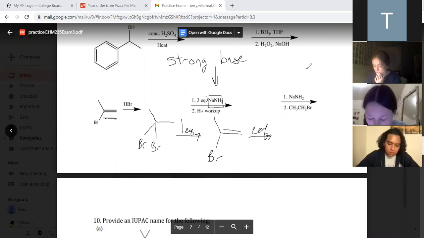Yep, you're going to do another elimination. So now you're going to get a triple bond like that. It should look a lot cleaner than that, but you know what it should look like. So now I've used two. What is going to happen with my third equivalent?